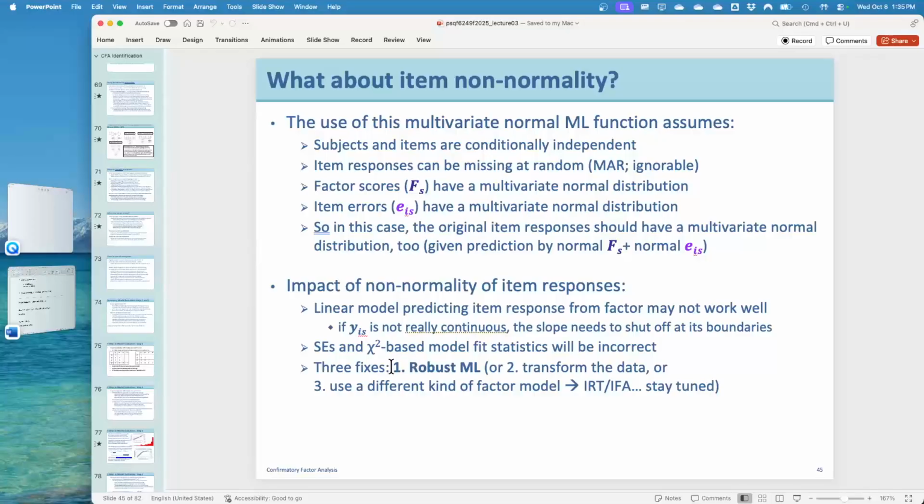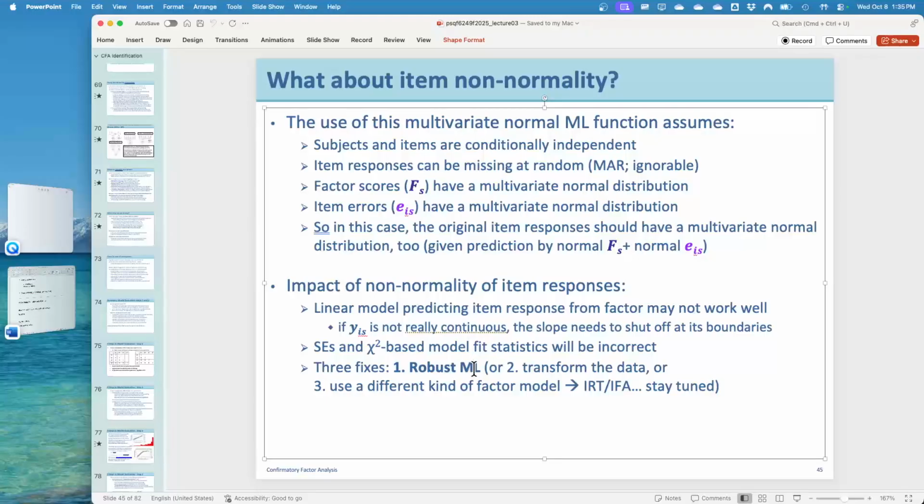There are 3 fixes. One is robust maximum likelihood. We mentioned that in path analysis. That's for data that are still unimodal and symmetric, but may have too thick or too thin of tails. We call it kurtotic data, platykurtic or leptokurtic. The second is to transform your data. I don't like that one.